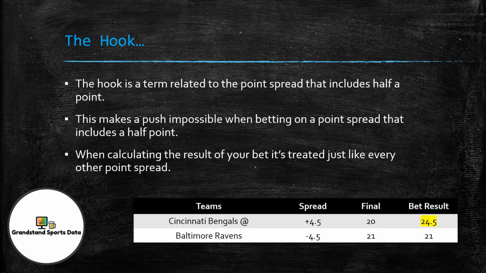So for instance, looking at the list below, Cincinnati Bengals plus 4.5, underdog. If you were a Cincinnati Bengals bettor and the final score was 21-20 Ravens, you add 4.5 to Cincinnati's total, which comes out to 24.5-21. Since you bet on Cincinnati, you have won that bet and you can cash that ticket.